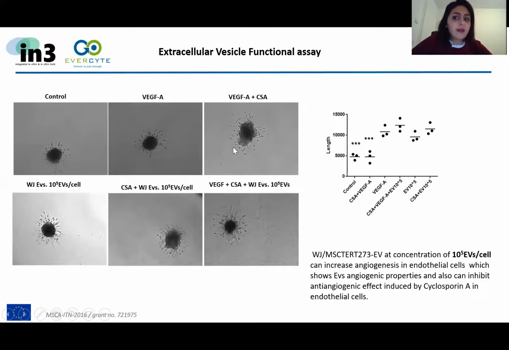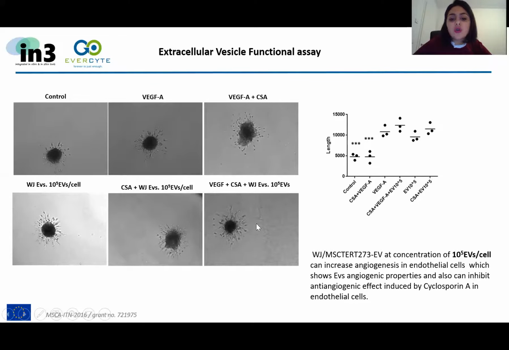If we use cyclosporin A, as we saw in our last study, it inhibits the angiogenesis, and here we can see it again. Then we started to study the EVs. If we put only EVs on the cells, we see again an increase in sprouting, which I think is cool. And if we put cyclosporin A plus EVs, again we see this increase, which shows that EVs seem to inhibit the anti-angiogenic effect of cyclosporin A.